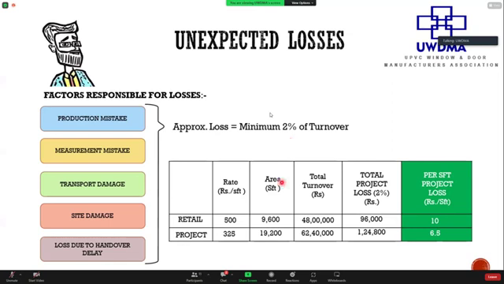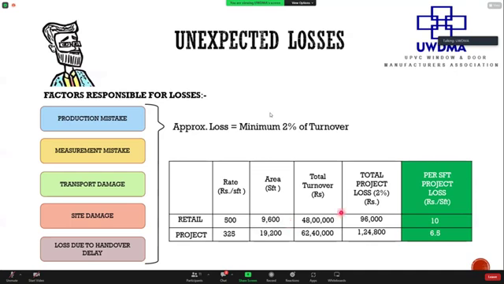So because of this, we are assuming that at minimum, 2% of your turnover would be your unexpected losses. Here we're assuming that the retail price is 500. Actually, right now it is more. This is an old sheet, but right now the price would be approximately 600 to 700. 500 is too little for right now because all raw material prices are so high. So if you're going for 500 rupees per square feet for a retail price, and as I calculated, the area is 9600.